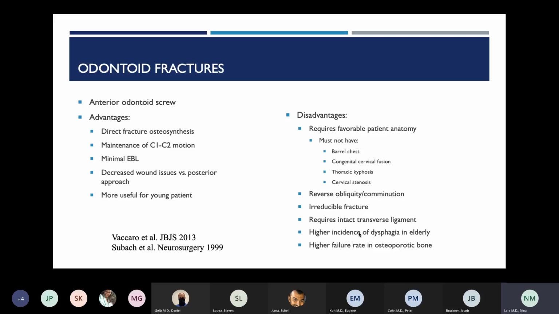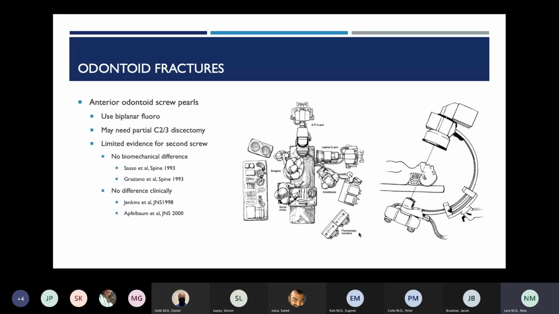Dysphagia. There's a higher incidence of dysphagia in elderly patients too, so this is something you should be aware of. But you also need to counter that with posterior fixation and complications with wound healing. So some pearls for odontoid screw placement: use biplanar fluoro. You may need to do a partial C2-3 discectomy to get the angle of that screw. Oftentimes the screw goes right through the anterior portion of the C2-3 disc.